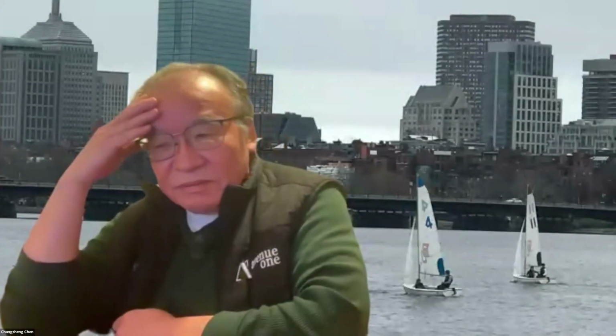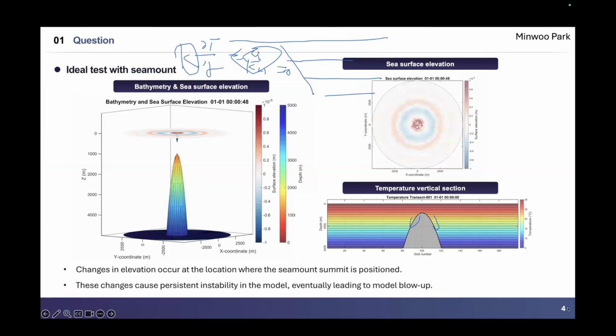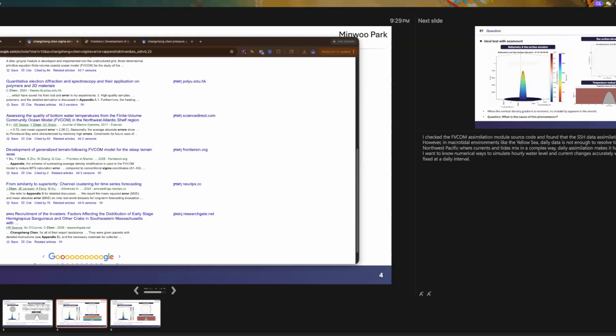You can find the 2008 paper. Let me find it. 2007, 2008. It is in one paper's appendix, right? No, it was in the paper. Not for the POM model, just for the FVCOM model. I compared with the POM model. Let me find this, I'll show you. Make sure every setup is correct, because the results can be very, very different.